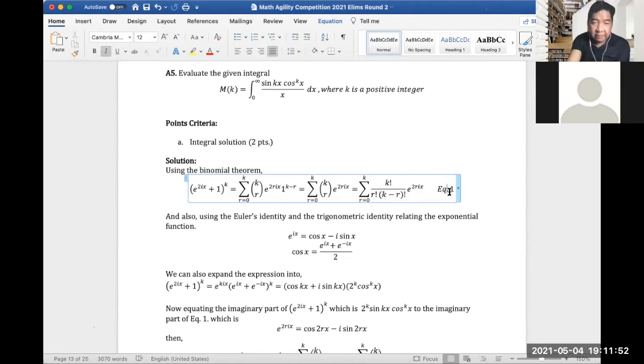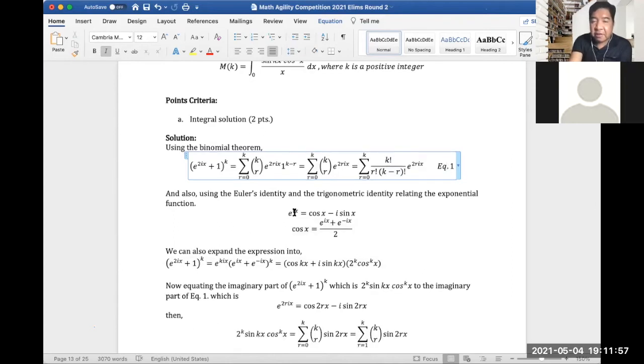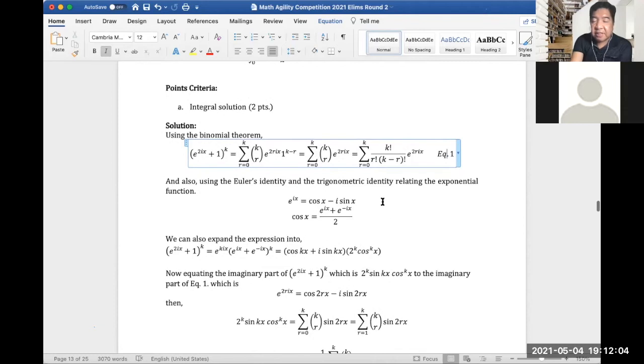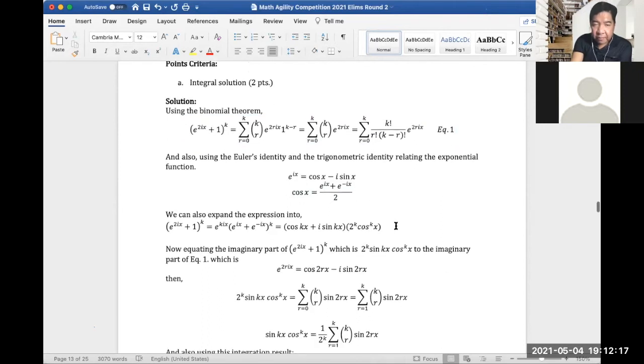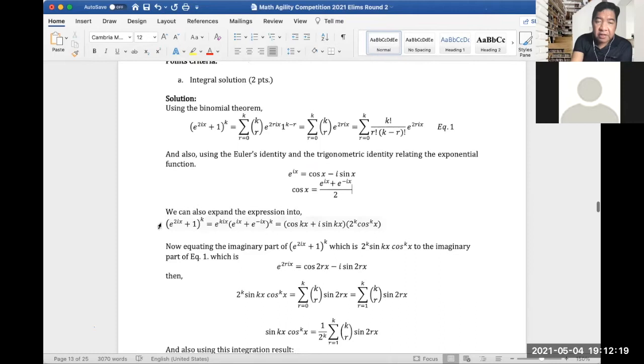So we can also use Euler's identity. So e to the ix, we already used this earlier, right, in De Moivre's theorem. So e to the ix is cosine x plus i sine x. And we also have this relationship between exponential and cosine. Cosine x is e to the ix plus e to the negative ix over 2. So we can also expand this expression in terms of Euler's identity and this trigonometric identity here.